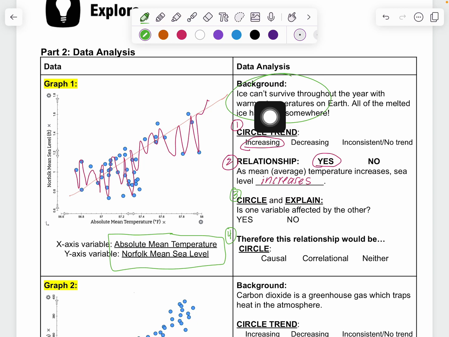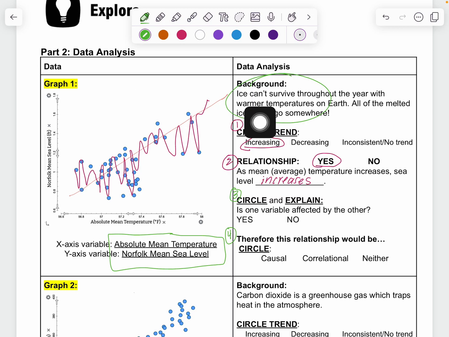I'm looking at my background. Ice can't survive throughout the year with warmer temperatures. All the melted ice has to go somewhere. Does temperature control or play a role in sea level? So if it gets warmer, like it is on my graph, increasing, what will happen to ice?